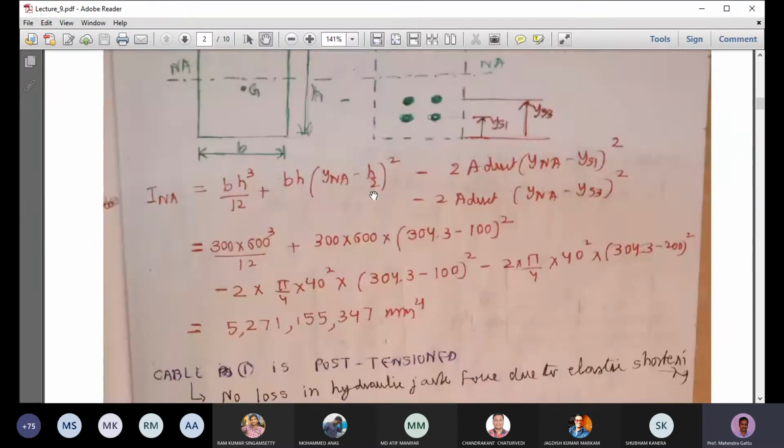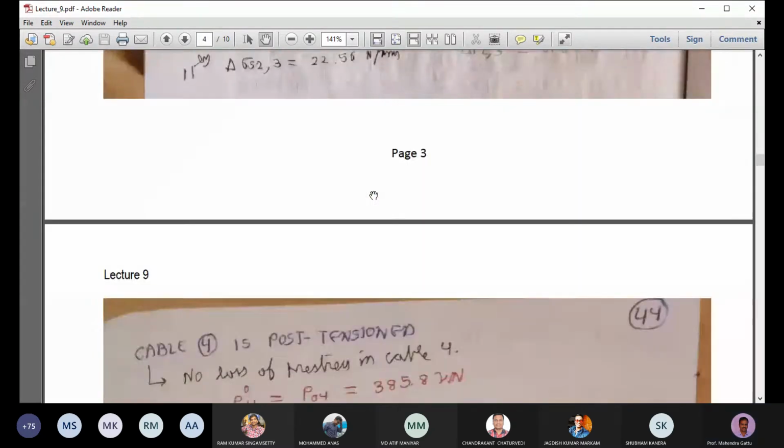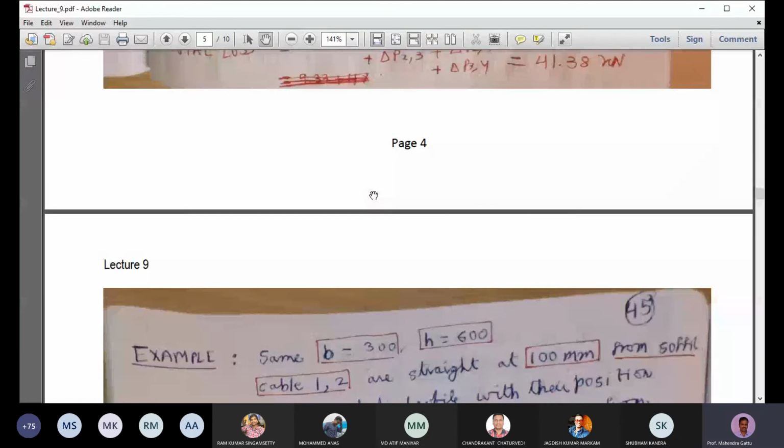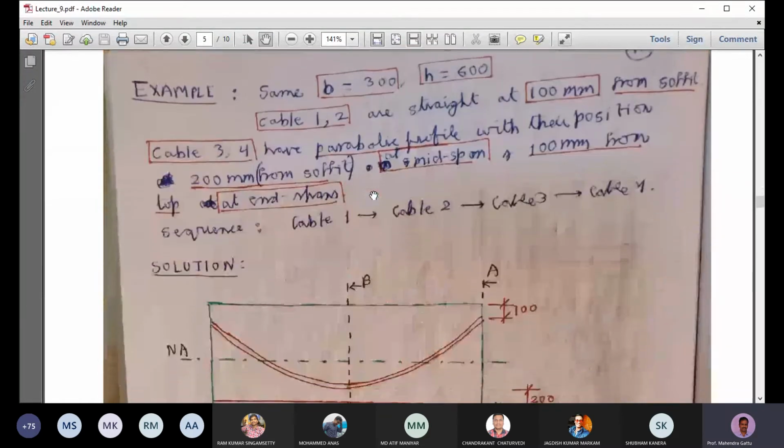So we'll find out how to do the analysis for eccentricities which vary along the cross section. Okay, so that we'll do now. I'll take a small break and come back.